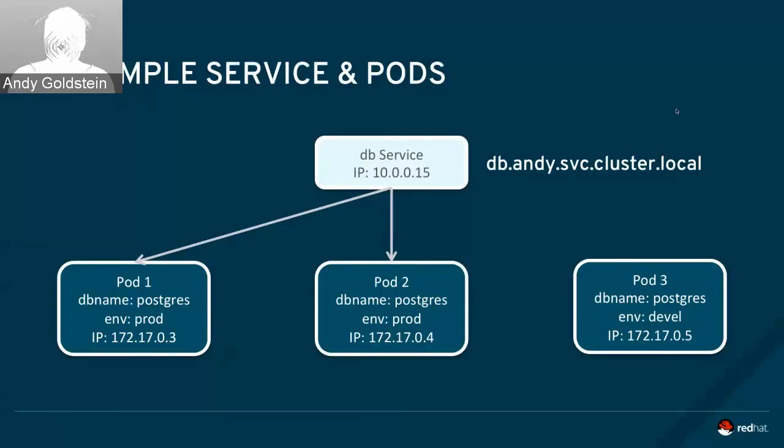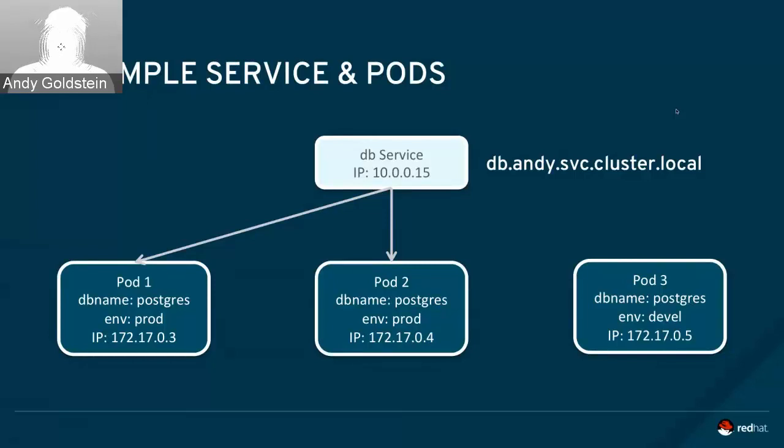So here's a graphical representation of what that might look like. You'd have your DB service that gets a cluster IP address. I picked one at random here, 10.0.0.15. And you'll see three pods. Two of them, pods one and two, have matching DB names and environment labels for Postgres and prod. And you can see each pod has a unique IP address. The third pod has a different value for the environment label. So in this particular example, the DB service is going to communicate with pods one and two, but not pod three.